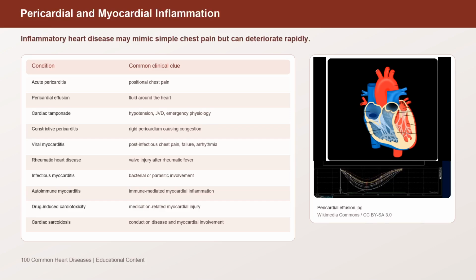Sixth, inflammation and infection of the pericardium or myocardium. Some cases look like ordinary chest pain, but myocarditis, tamponade, or significant pericardial effusion can deteriorate quickly. Fever, positional chest pain, ECG findings, cardiac enzymes, and echocardiography matter.